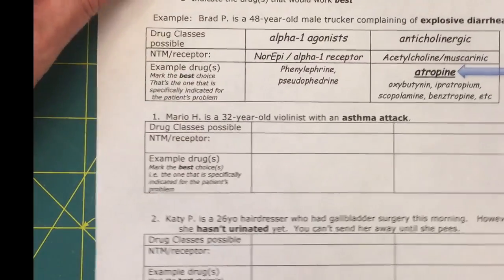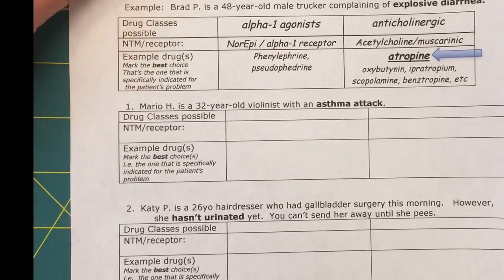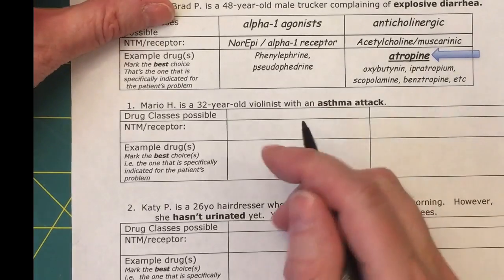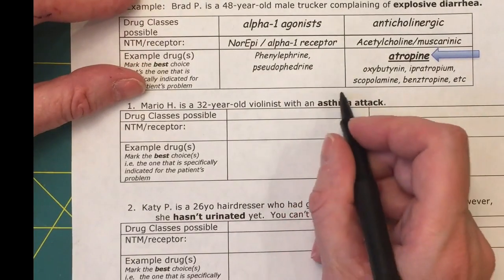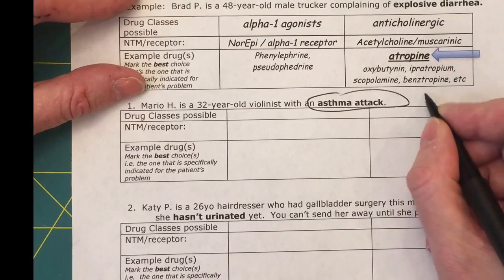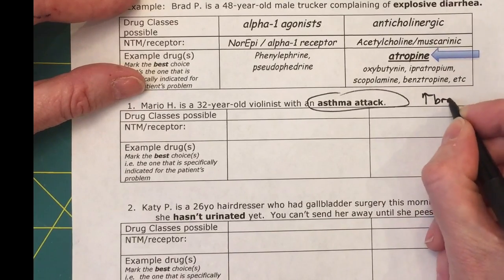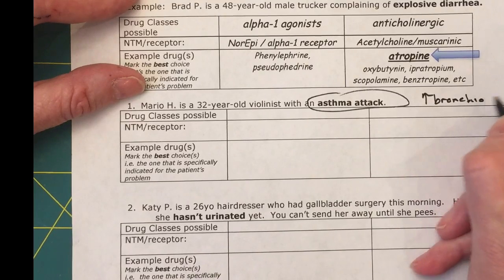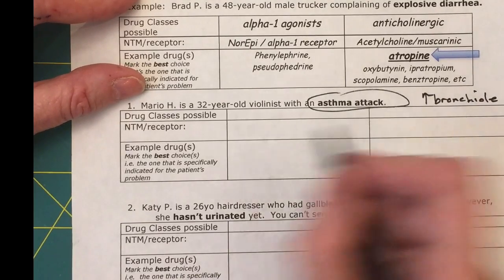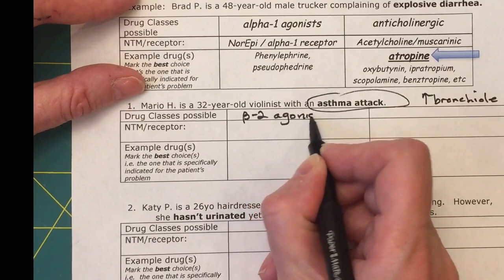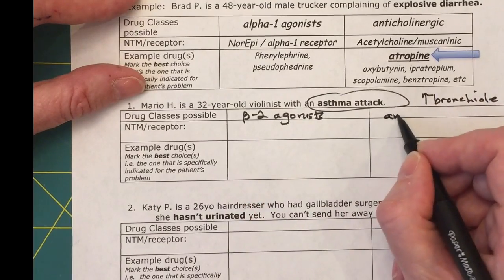And as for page 13, this is just an experiment in seeing if you know about the physiology. So here's a patient with an asthma attack. What are we going to use for that? Well, we want to increase the ease of breathing, so we want to dilate bronchioles. So what drugs do that? Well, we know that beta-2 agonists do that, and anticholinergics.